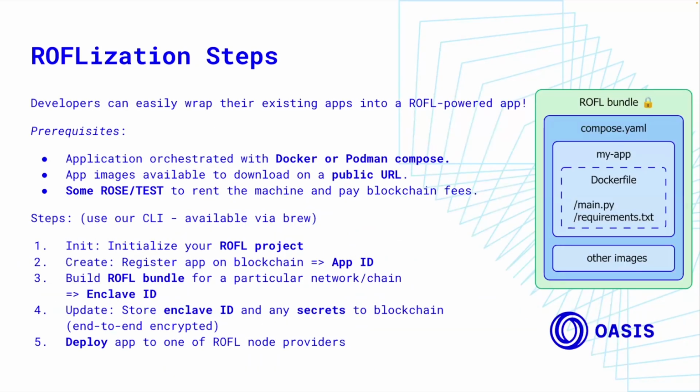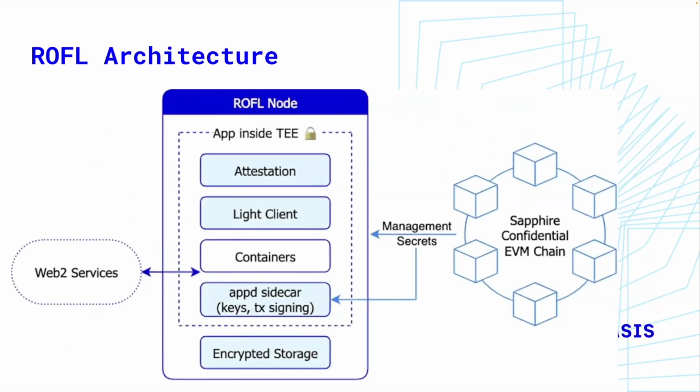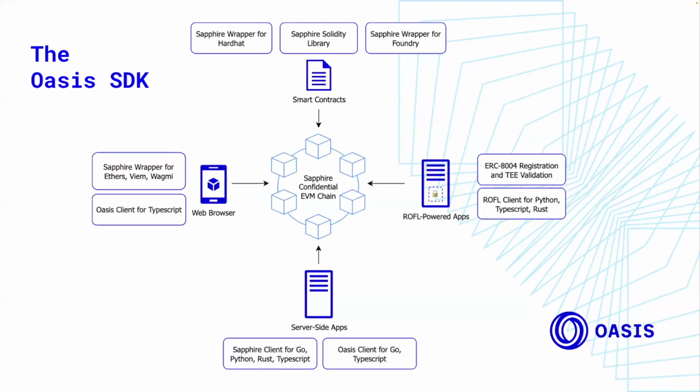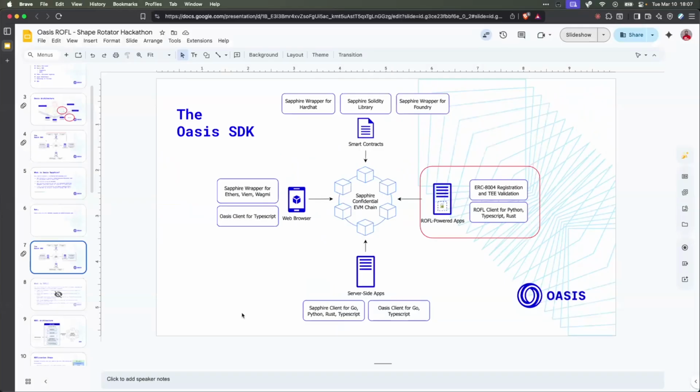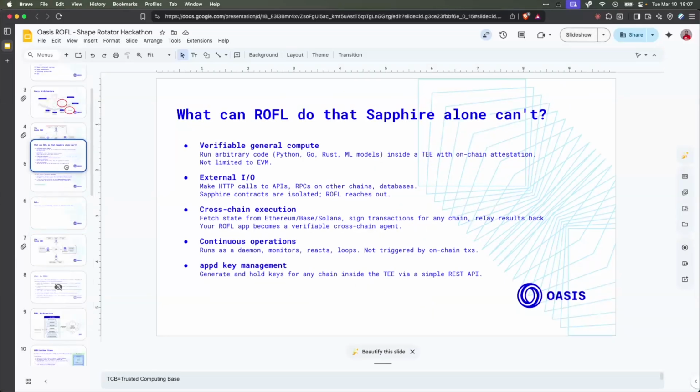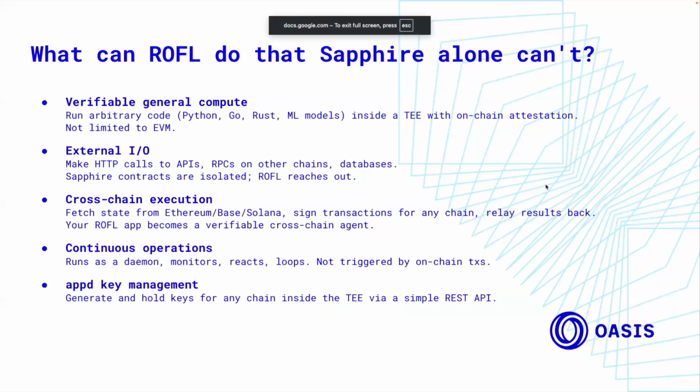Yeah, to actually ROFLize your apps, how do you do that? Wait, there's a slide missing. Okay. Where is this slide? Oh, this slide is here. I removed the wrong slide to the bottom.